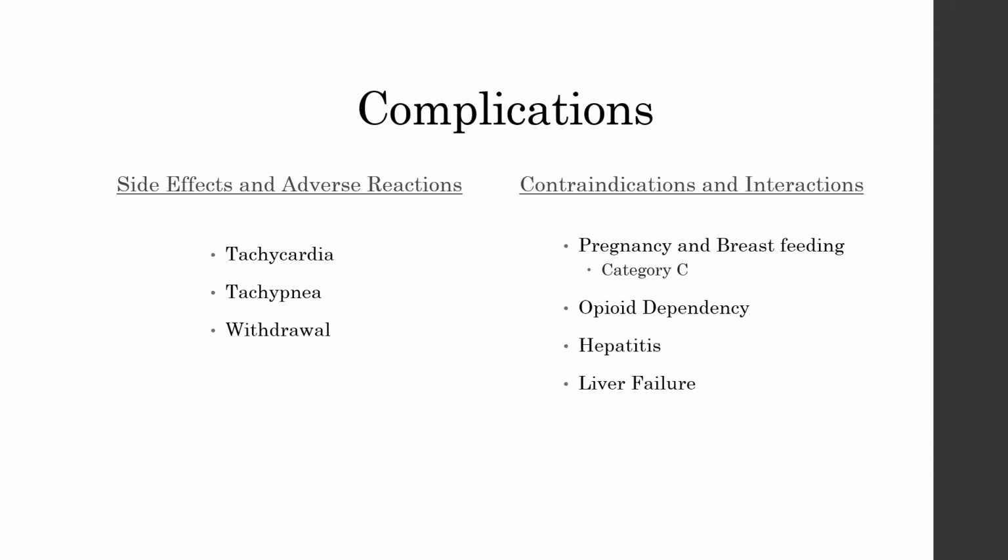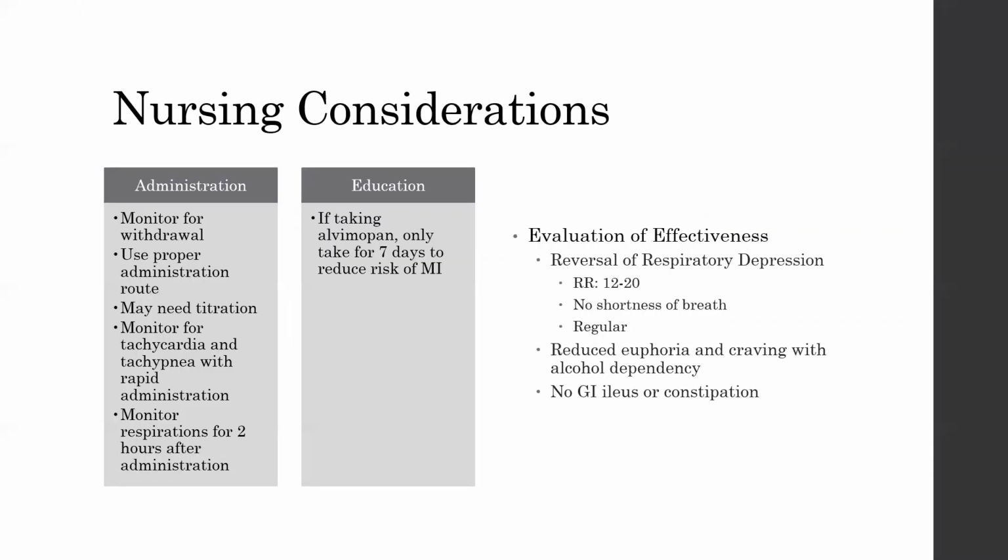And contraindications would be to give it during pregnancy and breastfeeding because it is a category C, those with opioid dependency, hepatitis, and liver failure. Considerations when administering: monitor for withdrawal symptoms, use proper administration routes. You may need to titrate the medications. You would want to monitor for tachycardia and tachypnea with rapid administration. And you do need to monitor respirations for 2 hours after administering.